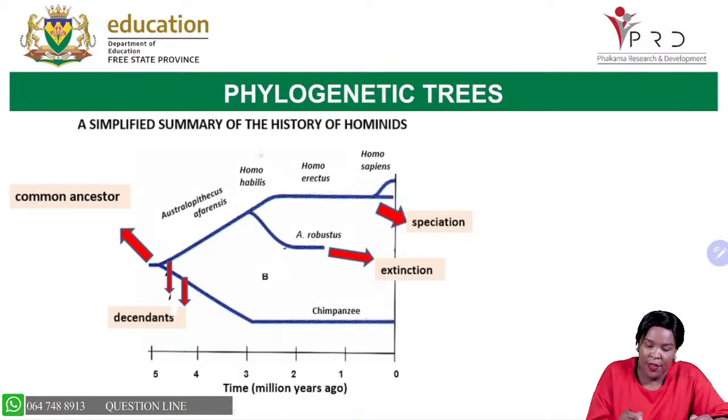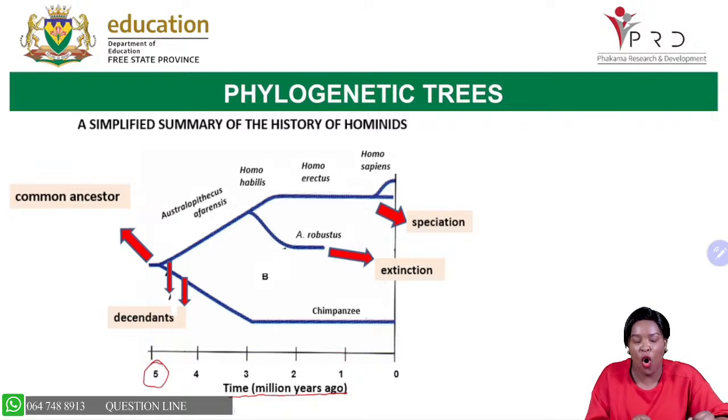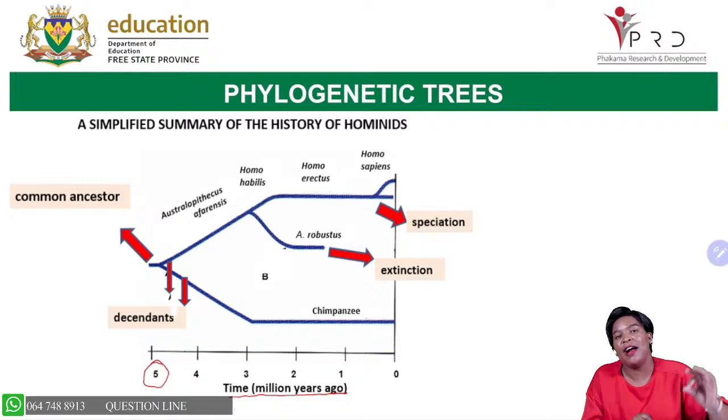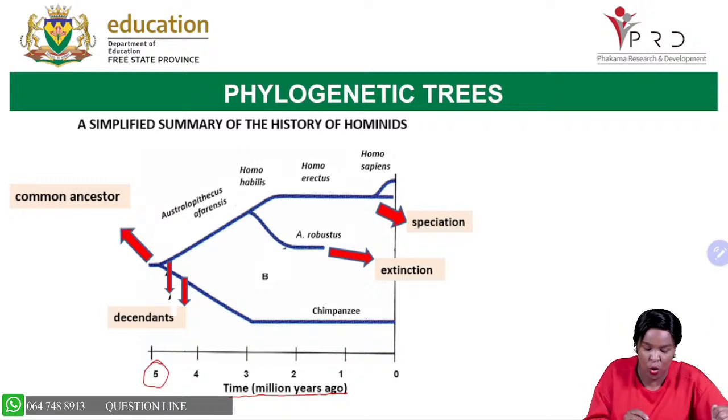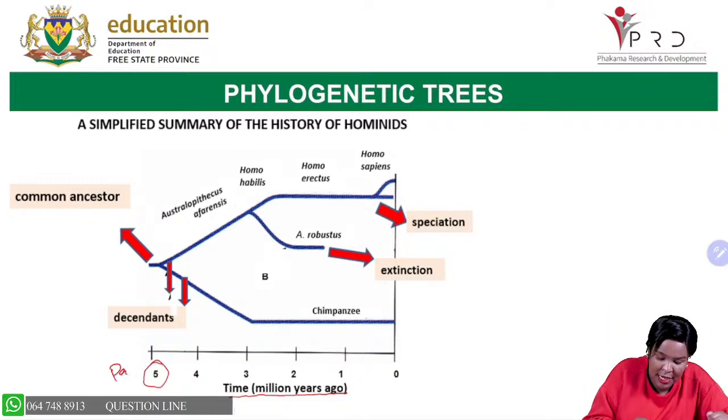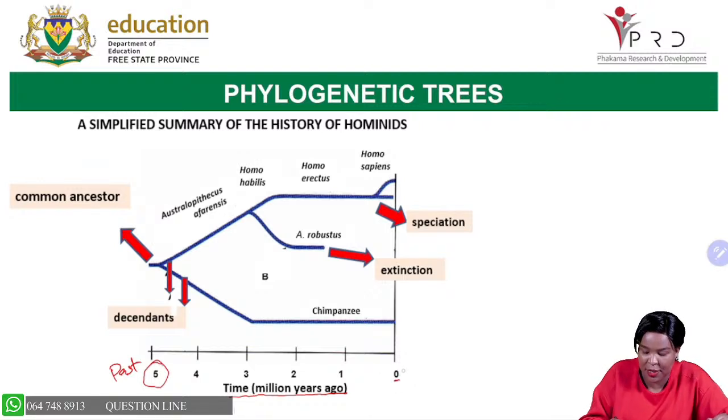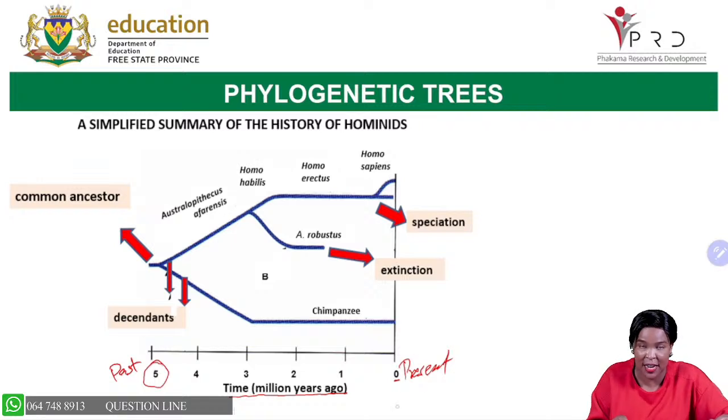Here is an example of a phylogenetic tree. Right. With this phylogenetic tree, you must be able to identify the first thing. Look here, it says time in million years ago. 5 will be your oldest time. It will be far in the past. So the 5 will represent the past. And then the 0 will represent the present time. Once you have identified this, you will be able to answer questions.